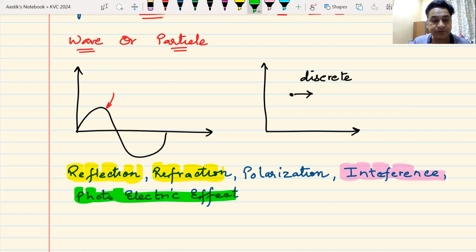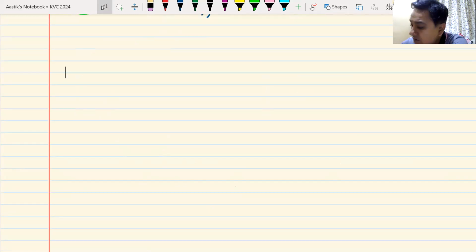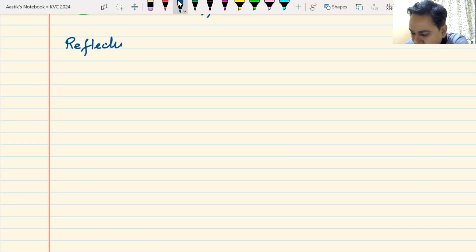Now we come to the part where we are going to write our first heading, and our first heading is definitely reflection of light. This is what everyone will write: reflection of light.